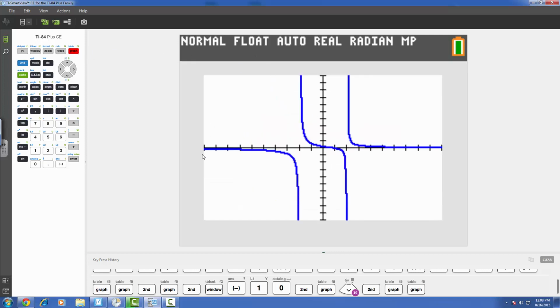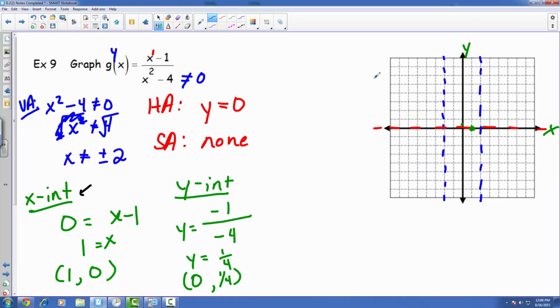Just want the graph. So we should see an image that looks something like this. So just graphing now, we should see something. Again, this is just going to be a rough sketch of what our graph would look like. So again, that is example 9 from the 0.2 number 2 set of notes.